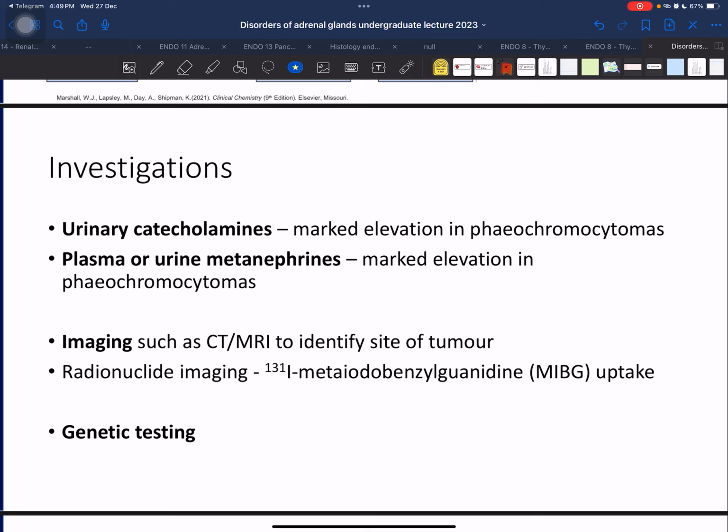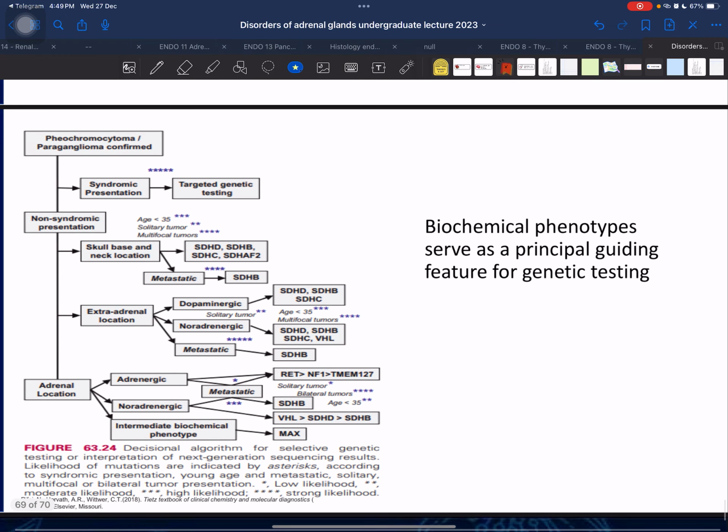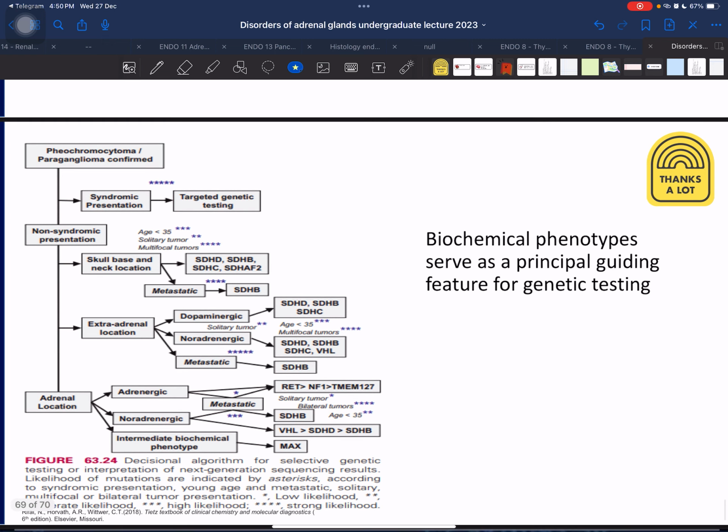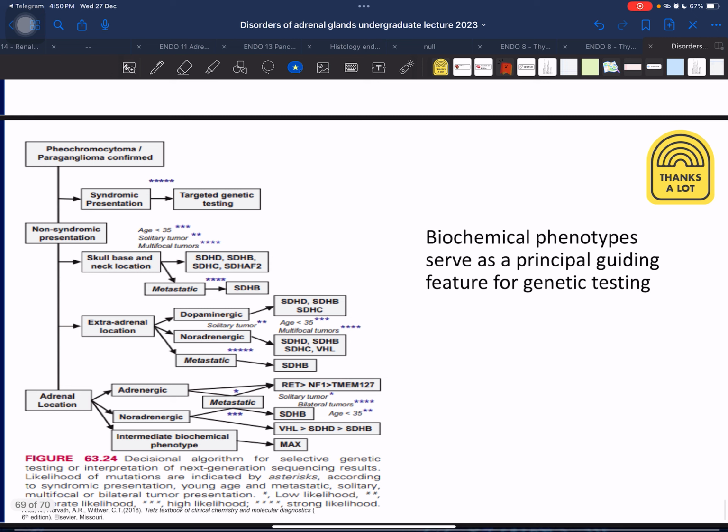Why is genetic testing important? Again, no need to memorize this. I just want to show you that pheochromocytoma has a lot of genetic implications. A lot of patients can have mutations, and if you screen the family members, you find out that they have a lot of similar genetic mutations depending on the site. For example, dopaminergic secreting tumors had this kind of mutation, metastatic ones, this kind of mutation. So biochemical phenotypes will serve as the principal guiding feature for genetic testing in these patients.